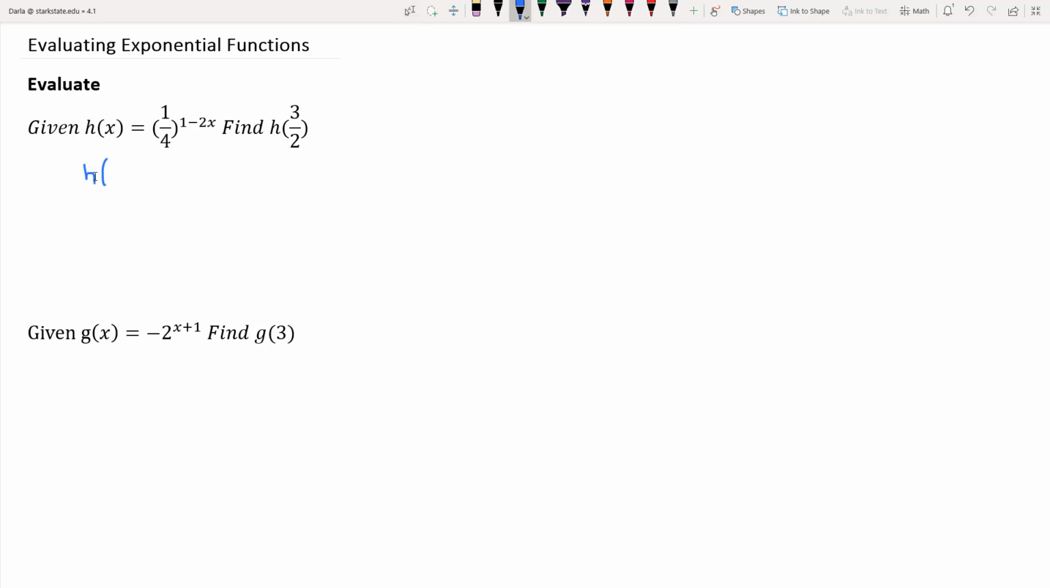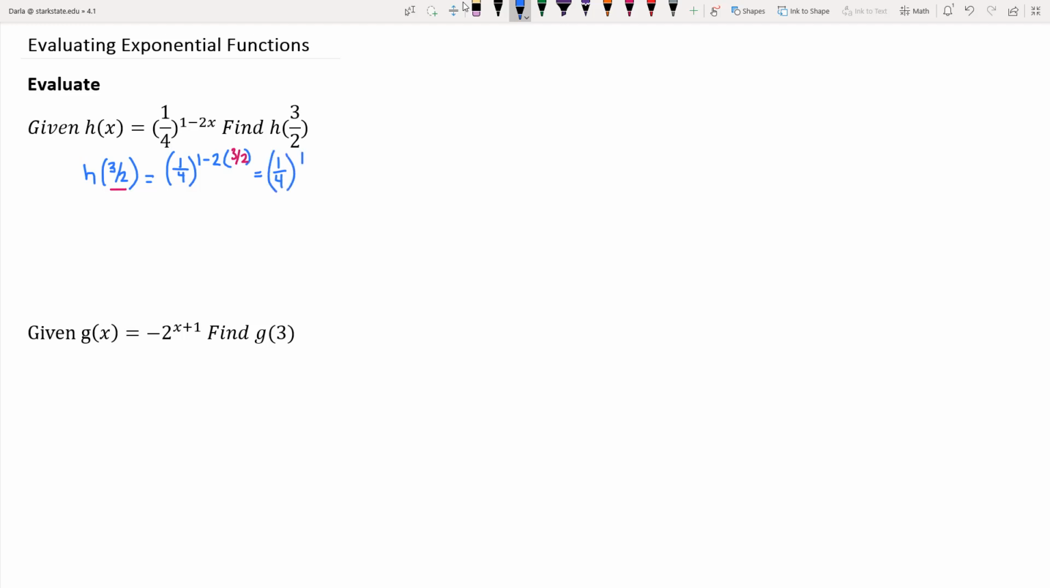And so all this boils down to is where there's an x, you replace it with the value that you're evaluating at. So in this case, we're going to replace our x with 3/2. So instead of saying 1 minus 2x, it's going to be 1 minus 2 times 3/2, since that is the value that we're evaluating at. And so then from there, it's just a matter of simplifying and making sure you follow all your exponent rules properly. And so we have 1/4 as our base, keep that.